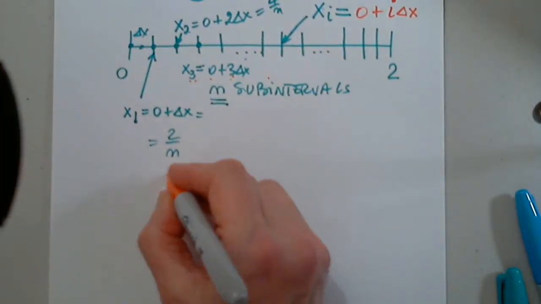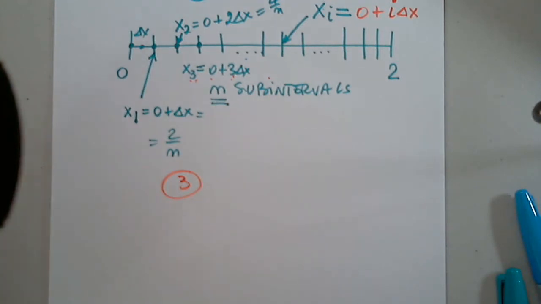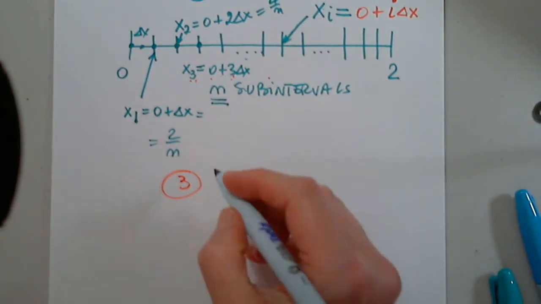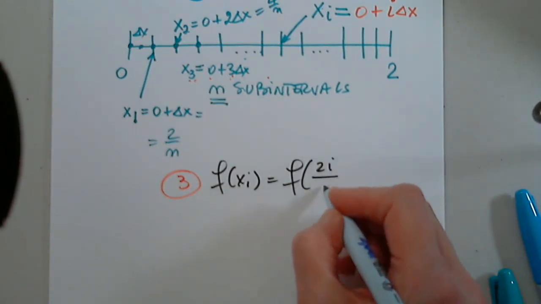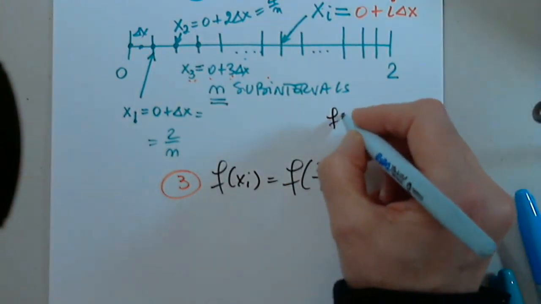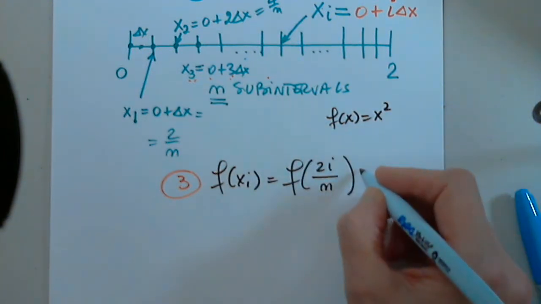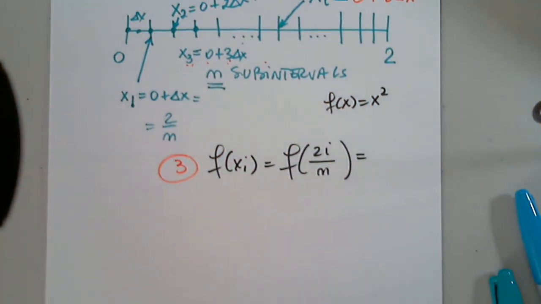Last prep. Last prep is f of that number. So f of xi is f of 2I over n. Remember, f of x is x squared. Can anyone tell us how much is f of 2I over n? Four I squared over n squared. Brilliant.